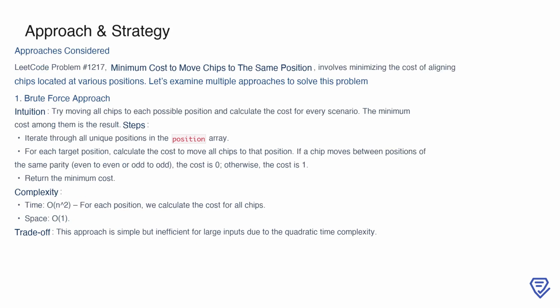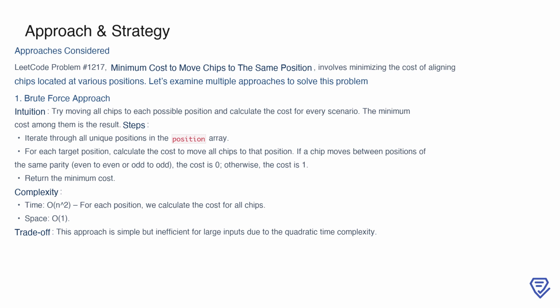To solve the problem of minimizing the cost to move all chips to the same position, we can consider a few approaches. The first and most straightforward method is the brute force approach. The intuition here is to try every possible target position and calculate the cost of moving all chips to that position. The cost for moving a chip depends on the parity of the positions. If a chip moves between positions with the same parity, such as even to even or odd to odd, the cost is 0. However, if a chip moves between positions of different parity, the cost is 1.